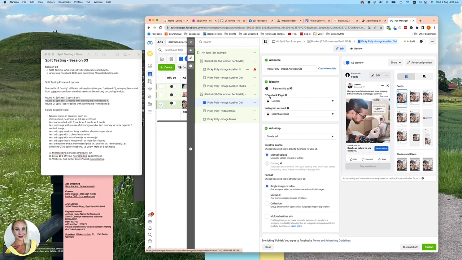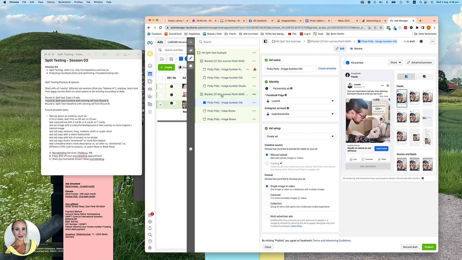I'm emphasizing that because I didn't fully understand that concept when I first started. I just thought, okay, you should split test everything, despite maybe knowing that some things won't work for sure. But that's not really how I do things these days.